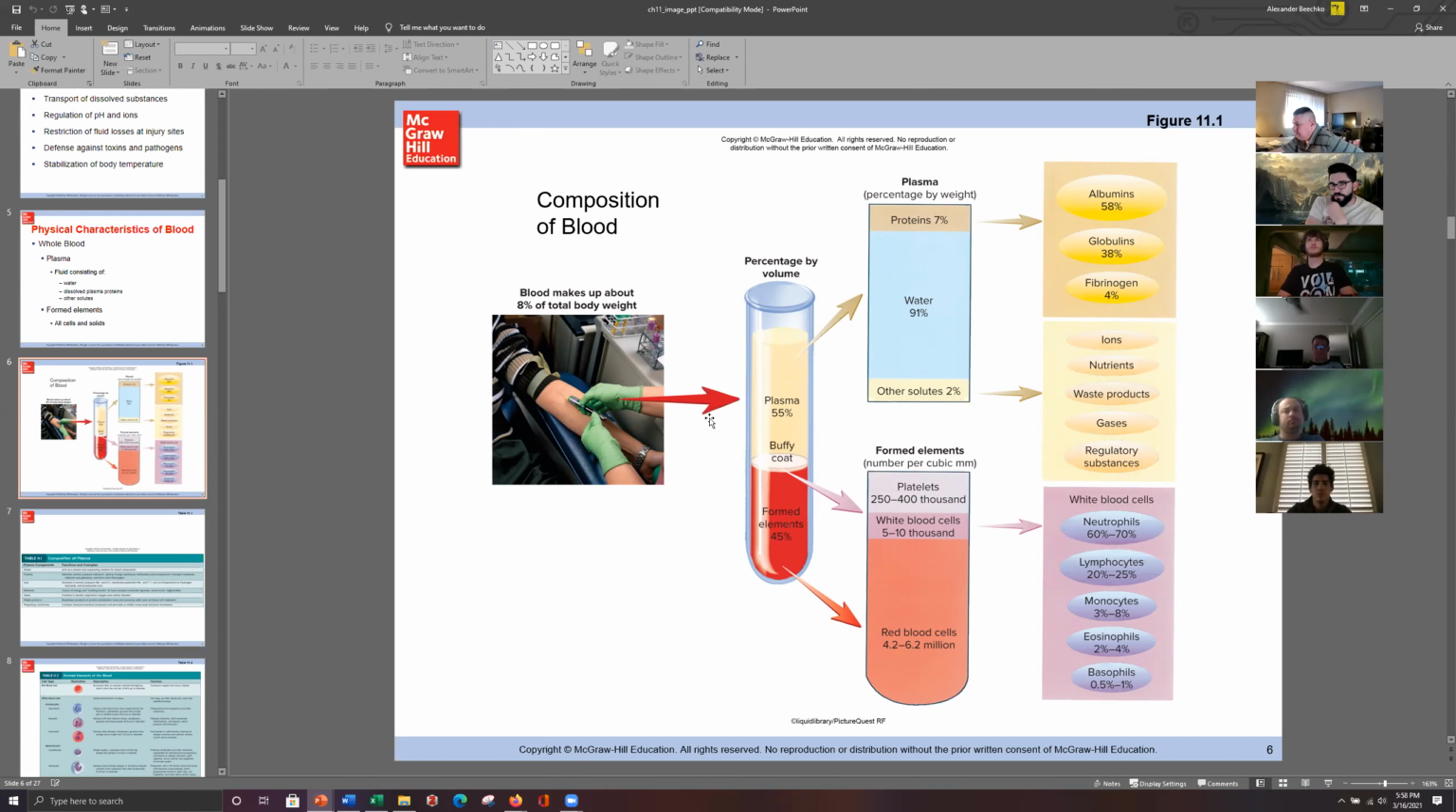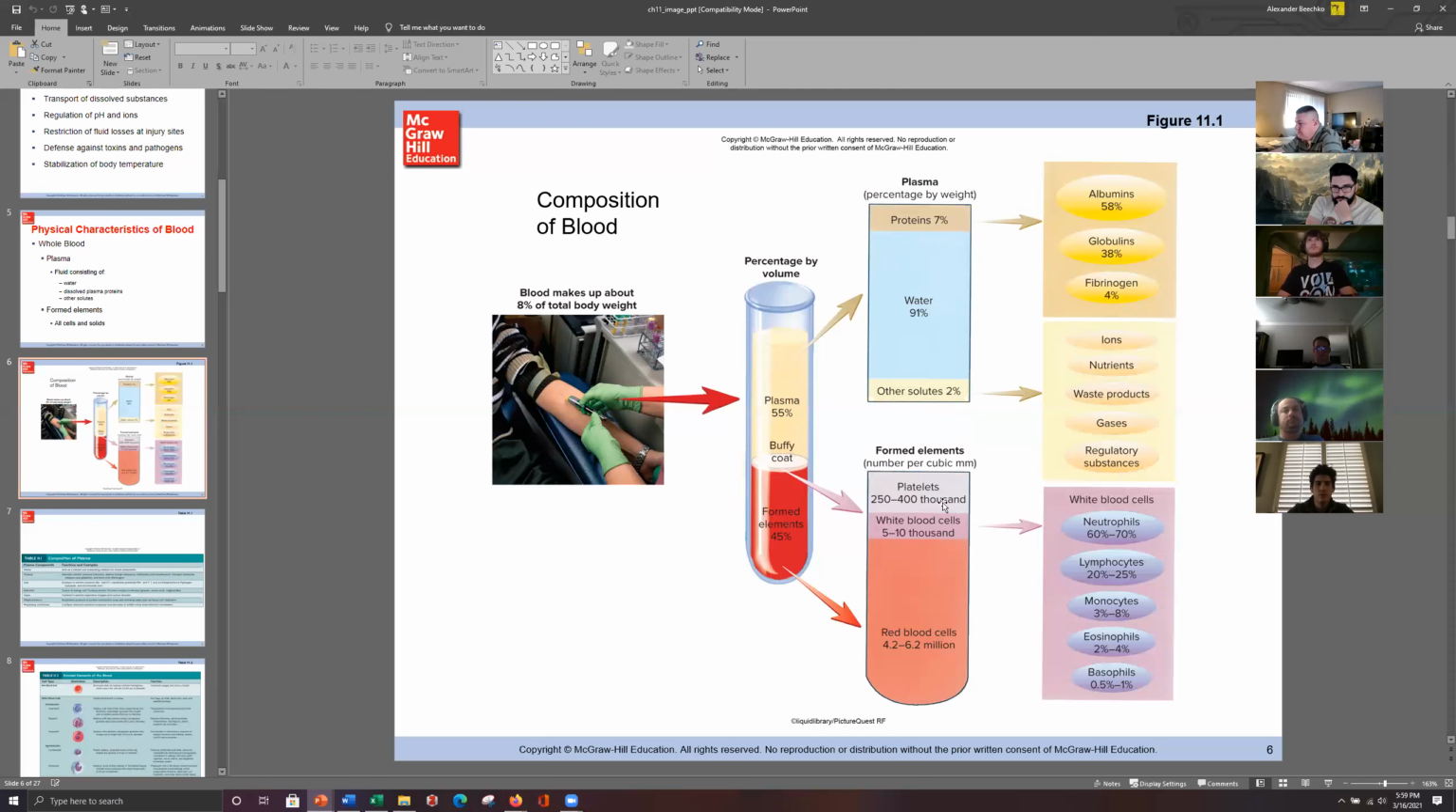It'll tell you what your formed element percentage is. Typically, if we centrifuge this, all of the plasma will sift to the top because it's less dense. It doesn't have nearly as many dense materials as the formed elements down here, and then the buffy coat. Roughly 55% of our blood volume is plasma, and of that, 91 to 92% is water. Another 1 to 2% is dissolved solutes, and the protein percentage is roughly consistent.